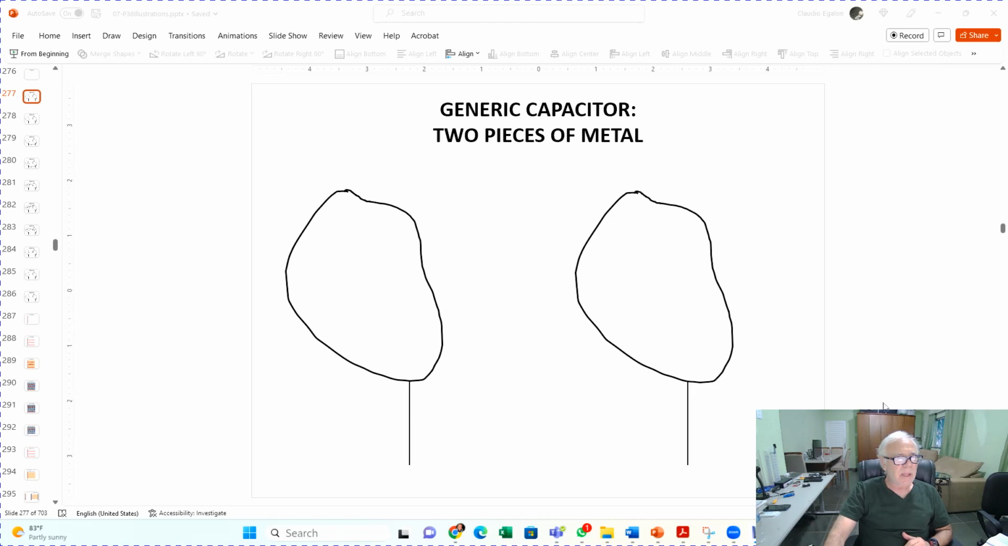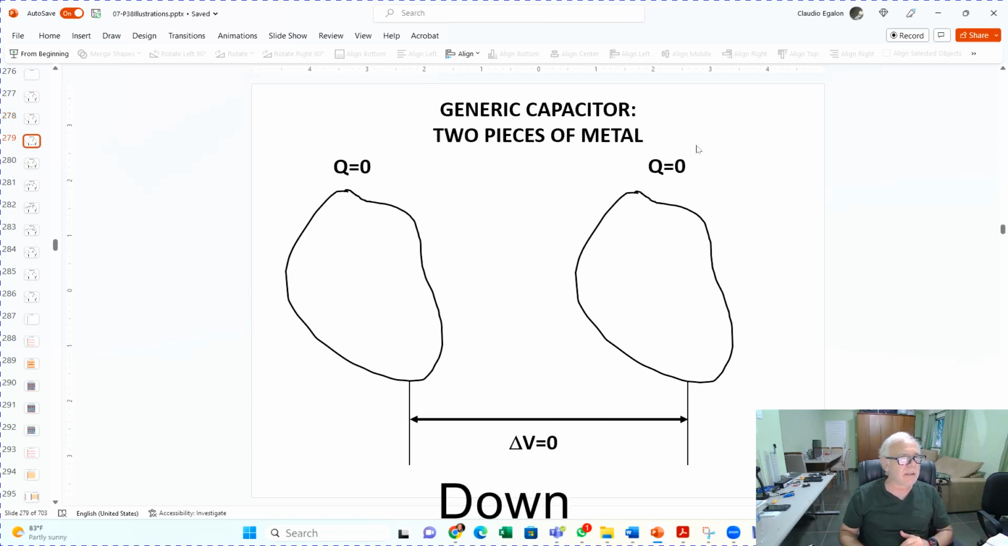So here is a generic capacitor, two pieces of metal. This is an uncharged capacitor, with no potential energy whatsoever applied to it. Because the capacitor is uncharged, its electric charge is zero. And because the electric charge is zero, the electric potential difference between them is going to be zero as well. So at this moment, there is no potential energy whatsoever.